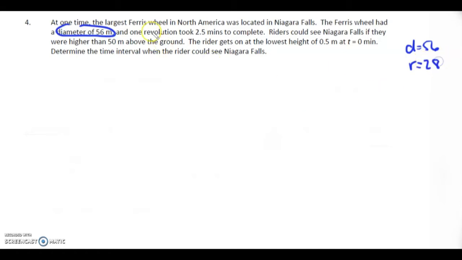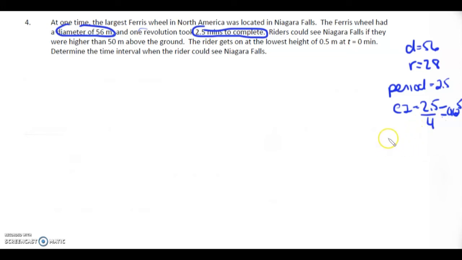Okay, here we go. One revolution took 2.5 minutes to complete. Okay, so the period is 2.5, which means the critical interval, if we want to do it in minutes, if we want to leave it there, is 0.625. And that means our k value in our equation would be 360 divided by 2.5, and it's 144.